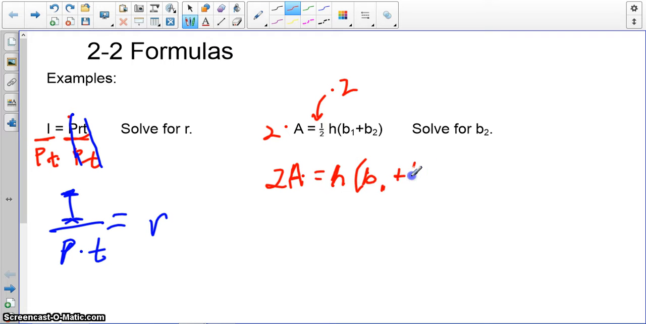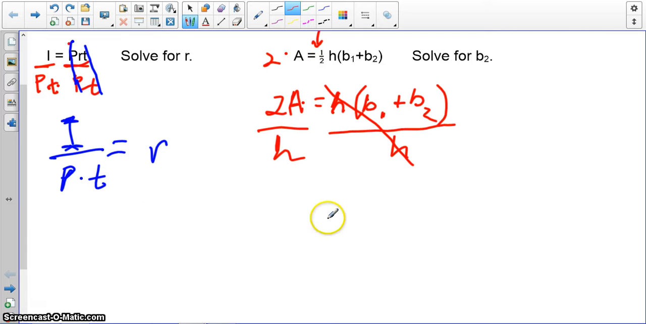The little 1 and 2, you guys have seen that in other classes, are called subscripts. There are multiple bases, you don't want to change the variable letter, so you put little numbers called subscripts to distinguish between the bases. All right, and then a couple different things you could do. You could distribute the h, or you just divide by the h. I would just divide by h because that's easiest. So you divide both sides by h, because they cancel, just like the 2 and 1 half cancel here.